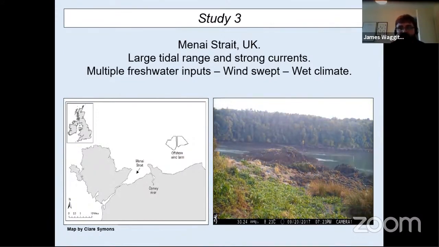There's multiple freshwater inputs. So unlike Vigo, where there's one big river, there's lots of small rivers entering this system. It's quite windswept, so we get winds coming in off the Irish Sea. And as anyone who's lived in Wales before knows, it's very wet, so we get a lot of rainfall here. So basically there's lots going on, strong tides and lots of impacts of wind and rain.